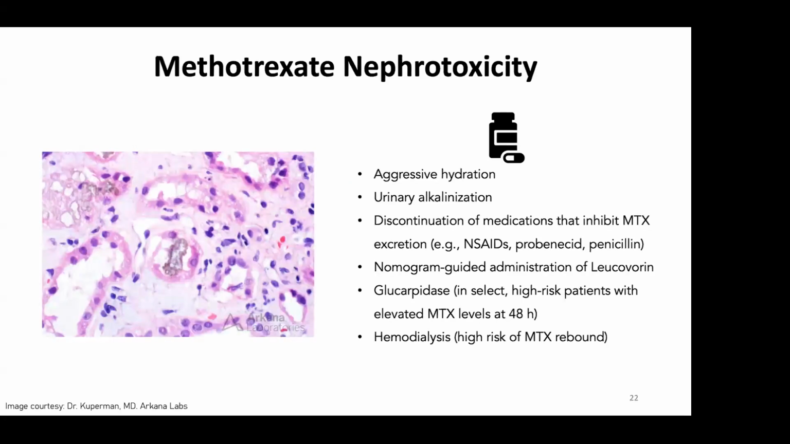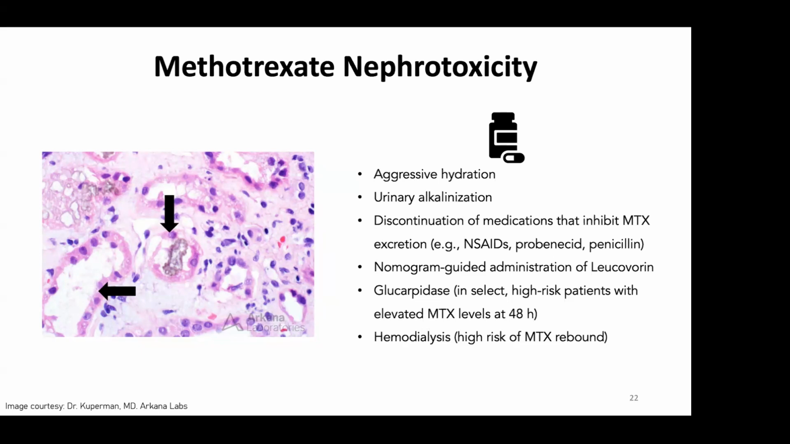Methotrexate, which is again a cousin of pemetrexed, you can very classically see the tubular injury here, and you can see a crystal in the tubule, which causes more of a crystalline nephropathy. So treatment for methotrexate nephrotoxicity is aggressive hydration and urinary alkalinization, because alkaline urine will prevent the crystallization. Also discontinuation of medications that inhibit methotrexate excretion, that is NSAIDs, probenecid, penicillin. And there is a particular nomogram called the leucovorin nomogram or leucovorin rescue therapy, which diminishes the risk of acute kidney injury.